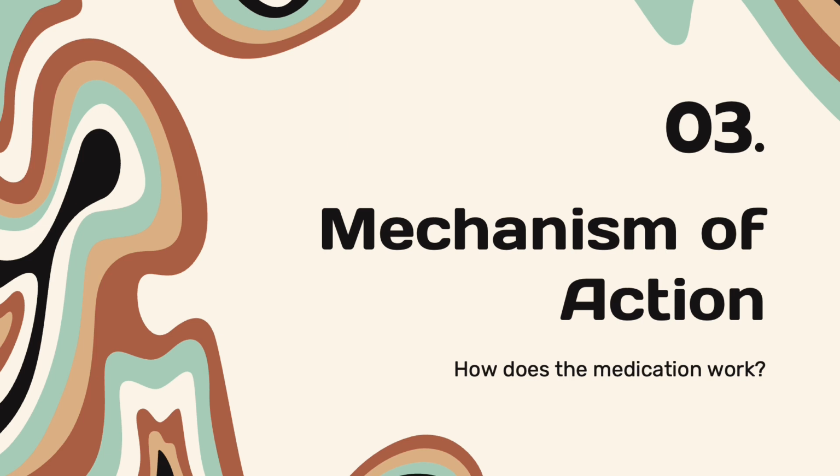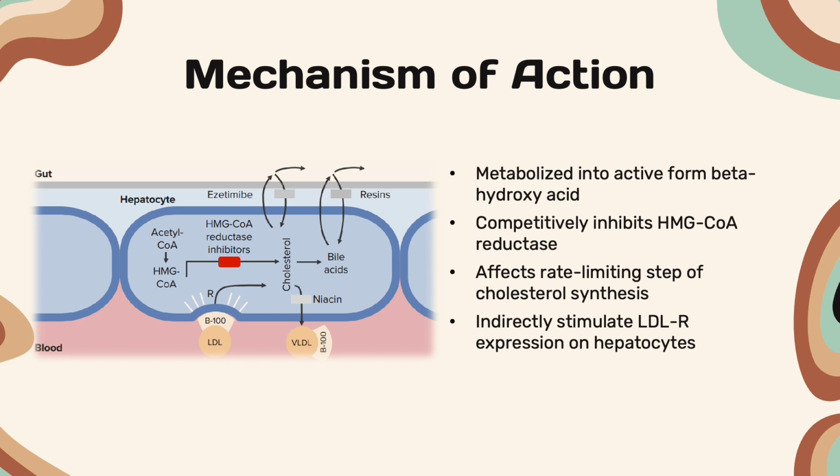We will now be moving on to the mechanism of action. How does the medication work? Lovastatin is metabolized into its active form beta-hydroxy acid in the stomach and functions to competitively inhibit 3-hydroxy-3-methylglutaryl coenzyme A, or HMG-CoA reductase. This enzyme is involved in the rate-limiting step of cholesterol synthesis.